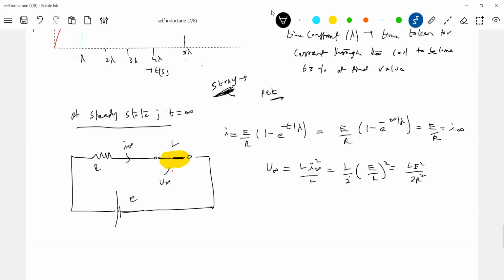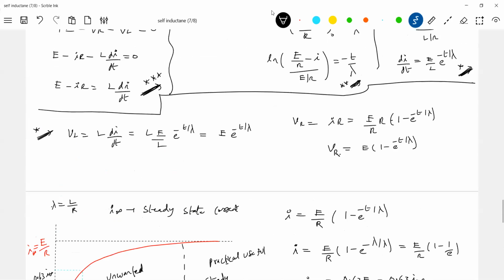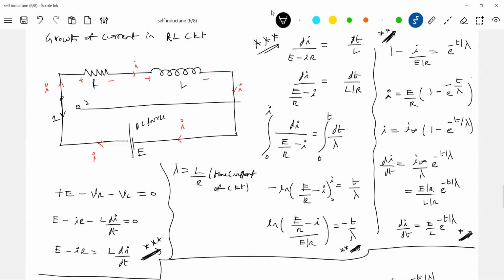So at steady state, what you should do? At steady state, the inductor behaves as a short circuit. Okay, now after steady state, what do I do? I'll come back to this. At steady state, the switch is thrown from 1 to 2.